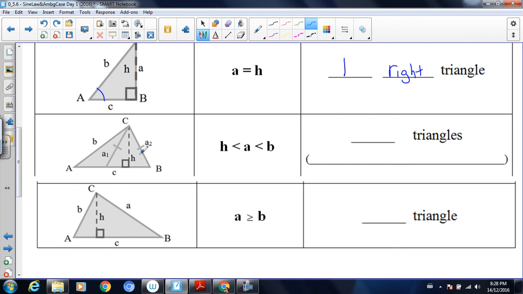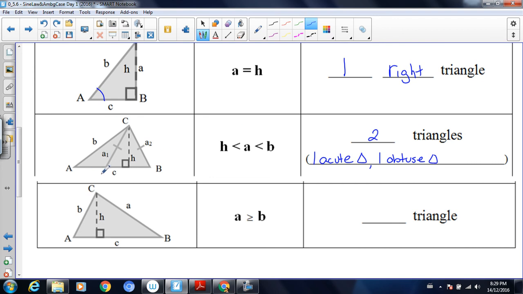Now, if side a is greater than side h, if side a is greater than your height and less than side b, greater than the height, less than side b. Remember, you read this from the middle to the left, middle to the right. So side a is greater than the height but less than side b. You have two triangles: one acute triangle and one obtuse triangle.